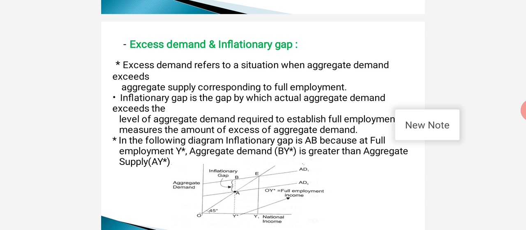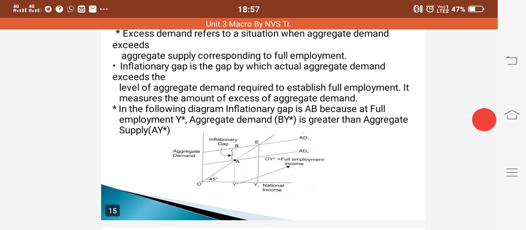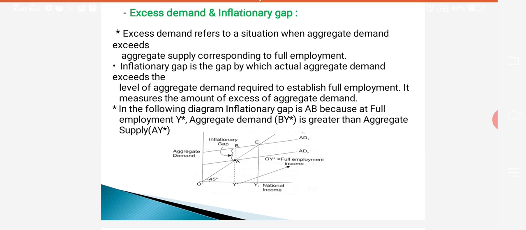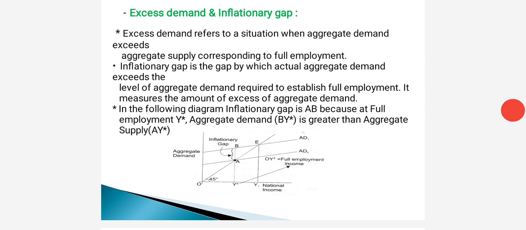It measures the amount of excess of aggregate demand. As we can see in the diagram, the required aggregate demand should be at point A, but it's at point B. So the gap between A and B is called the inflationary gap, and that is the excess demand. We require only AD0, but the demand is AD1. So that much demand is excess in the economy.